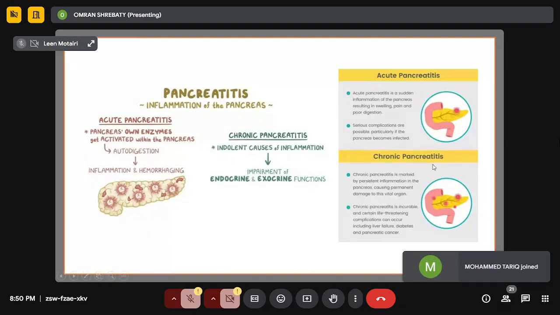Regarding the chronic pancreatitis, it's marked by persistent inflammation for a long time, as we said, and it causes what? Damage to the vital organs. So there is an impairment of the endocrine and the exocrine function. Chronic pancreatitis is considered life-threatening, and complications include liver failure, diabetes, and pancreatic cancer.